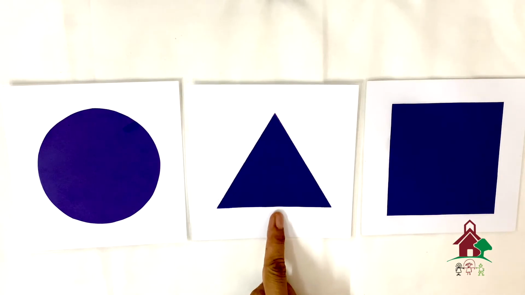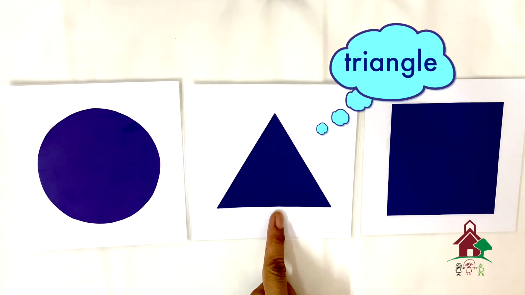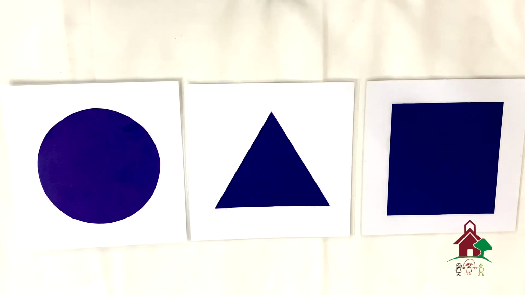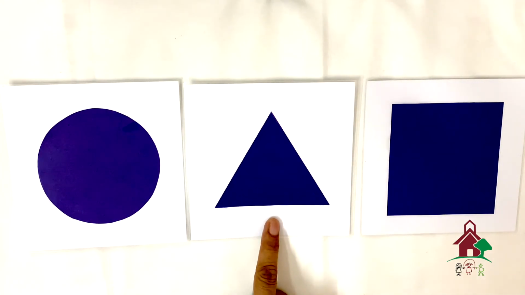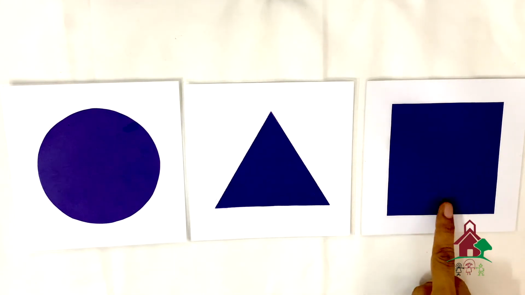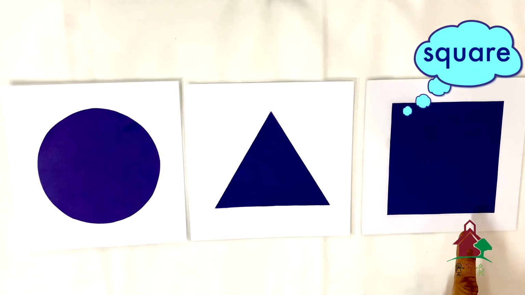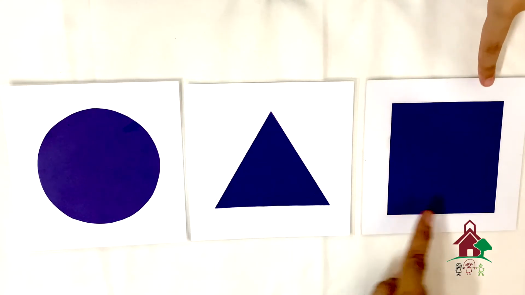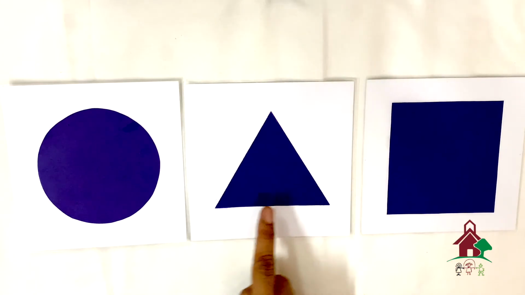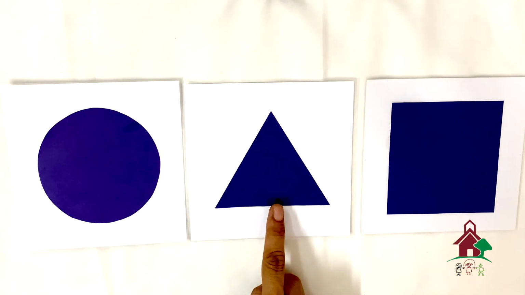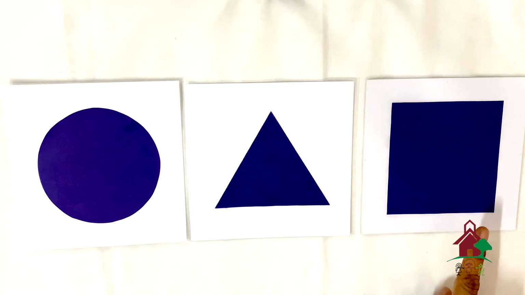Which shape is this? Triangle. This is triangle. Again. Which shape is this? Triangle. Very good. Which shape is this? Square. Which shape is this? Circle. Which shape is this? Square. Which shape is this? Circle. Which shape is this? Triangle.